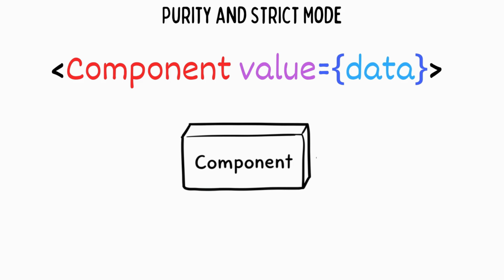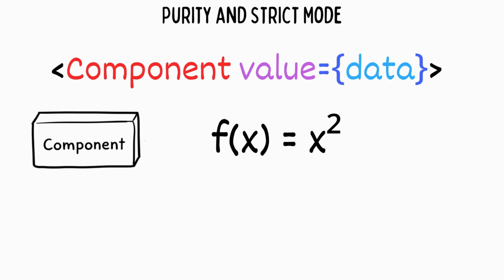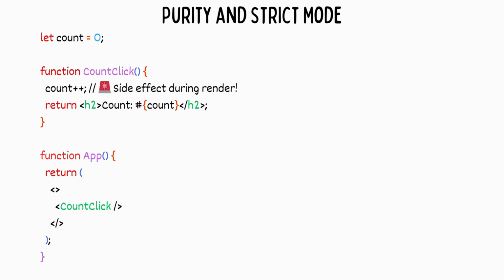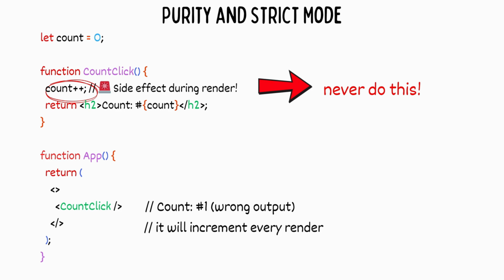Purity in React means a component should always render the same output given the same input. It is just like a pure mathematical function. Given the same input, you always get the same output. To keep a React component pure, avoid modifying variables or objects during rendering, because this can lead to unexpected behavior.